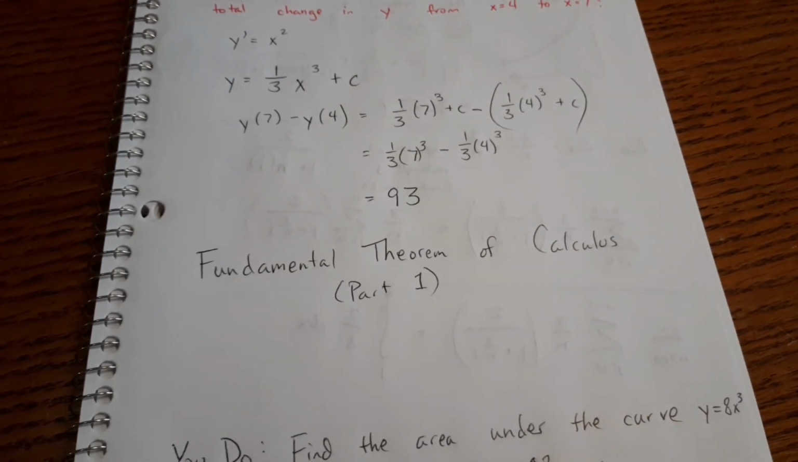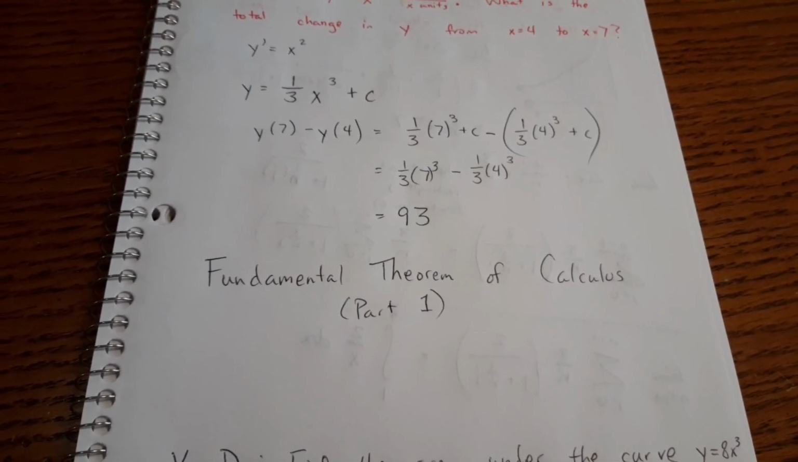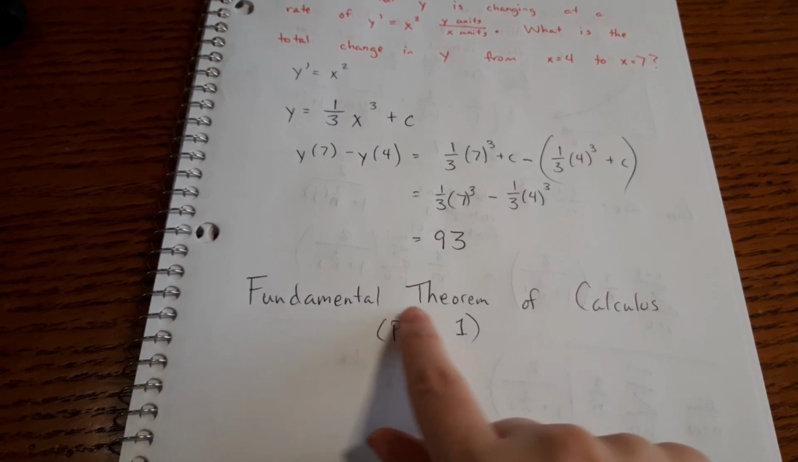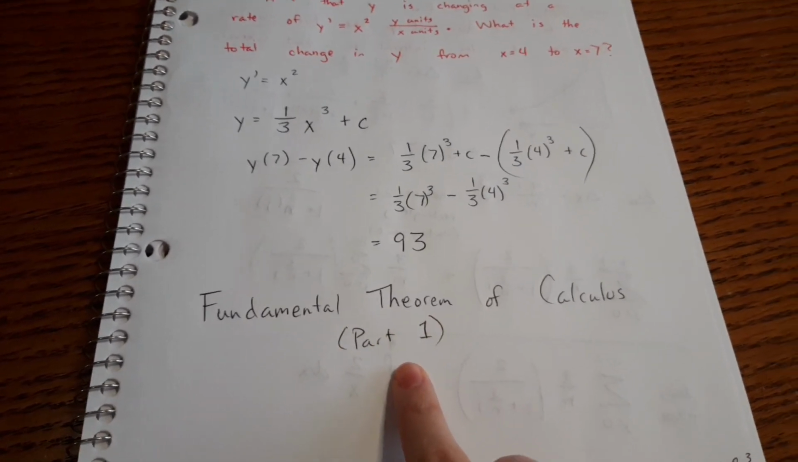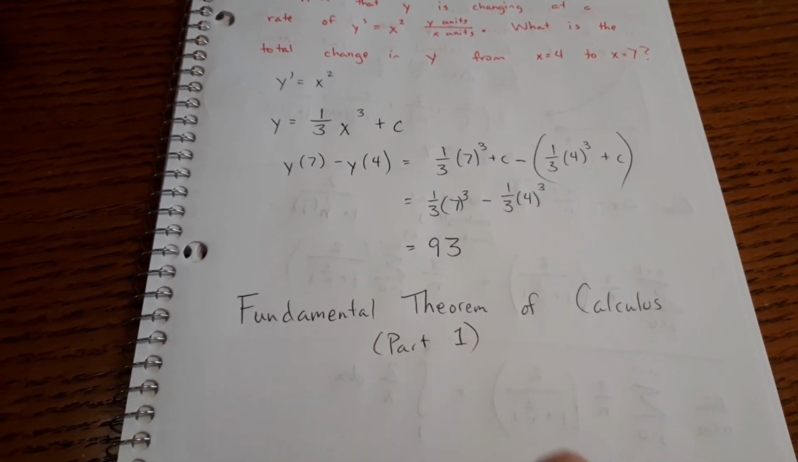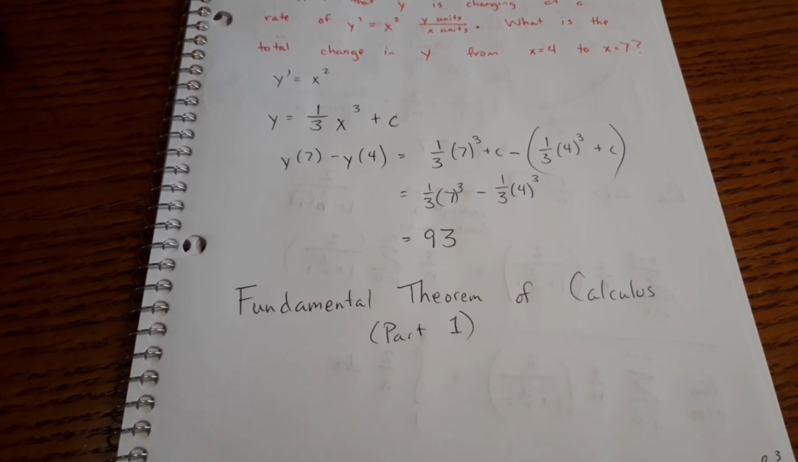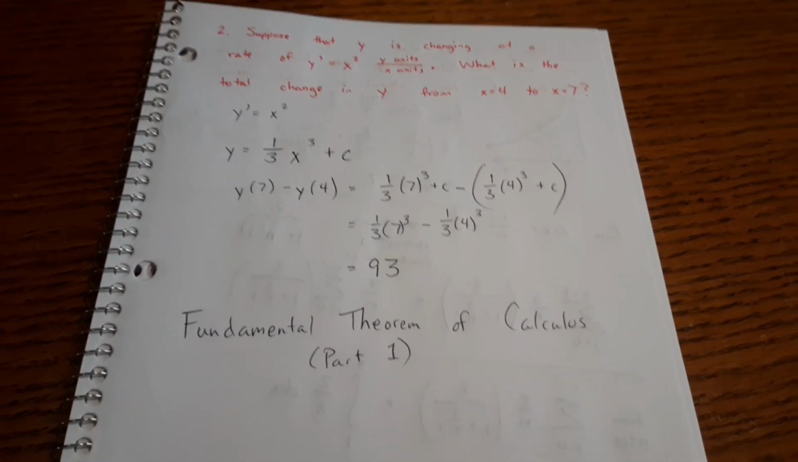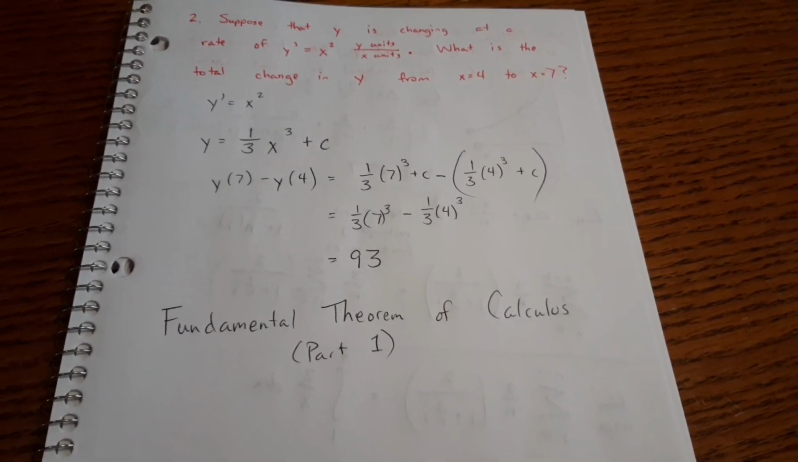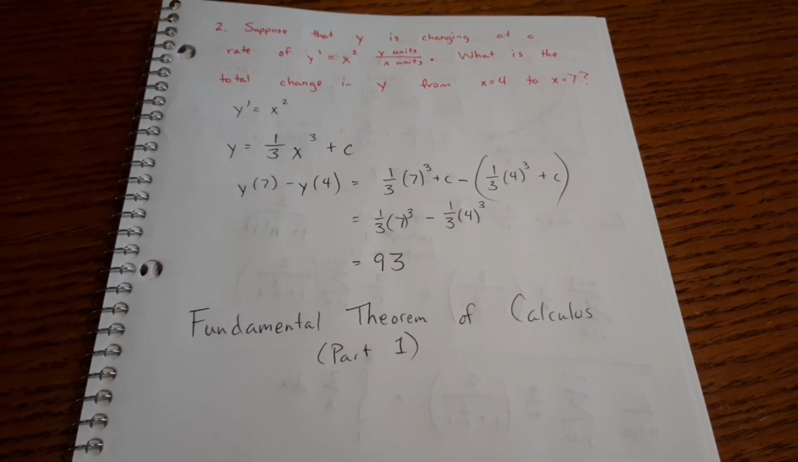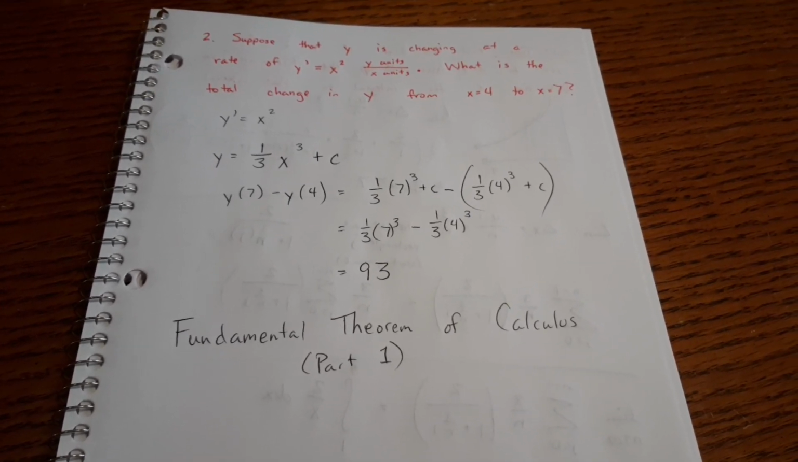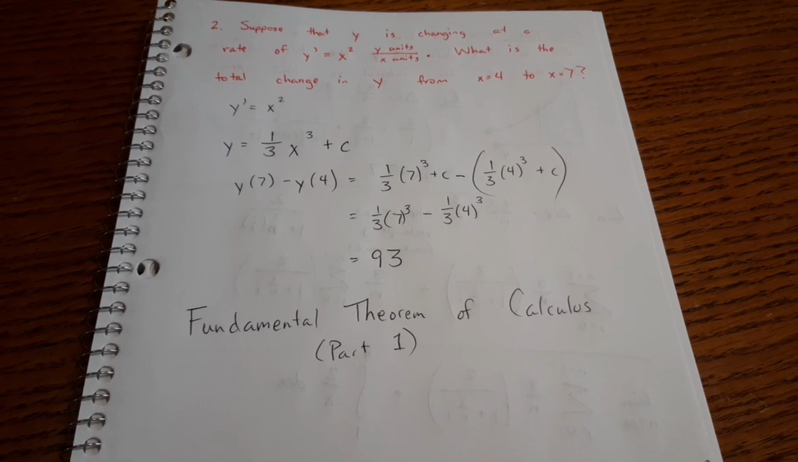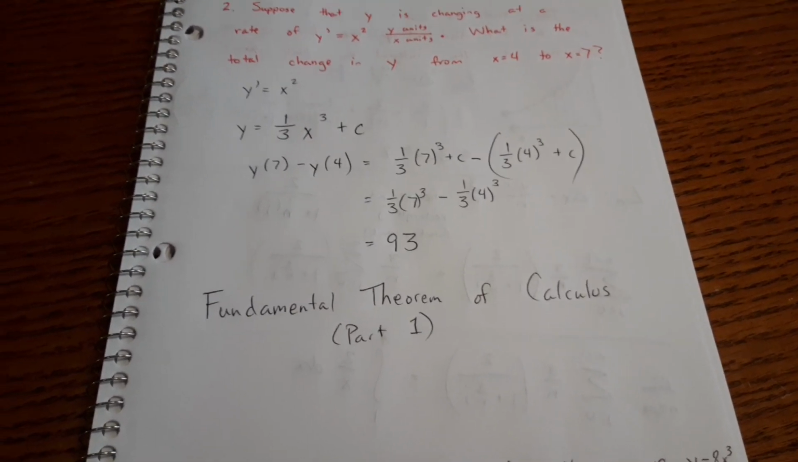And this idea of connecting these two, of the area under the curve, by using an antiderivative to find a total change, is called the Fundamental Theorem of Calculus Part 1. So the Part 1 just comes from your book. There are 2 parts of the Fundamental Theorem of Calculus. The one we're looking at today is for a definite integral. So you have a starting point and an ending point.